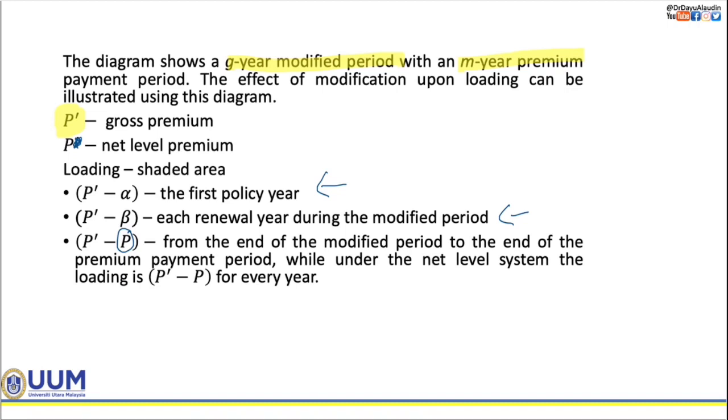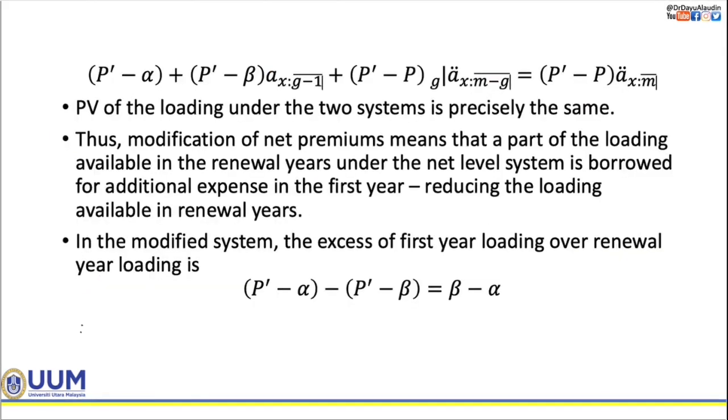While under the net level system, the loading is P prime minus P for every year, because for the net level premium, we do not take into account the loading. And this equation shows that the PV of the loading under the two systems is precisely the same.